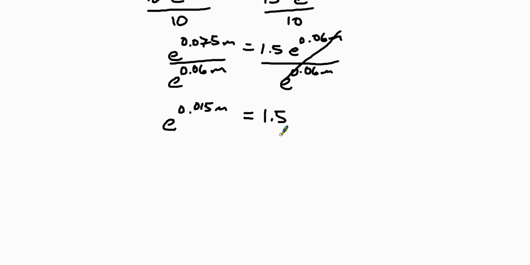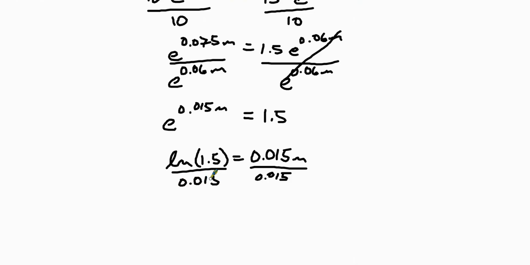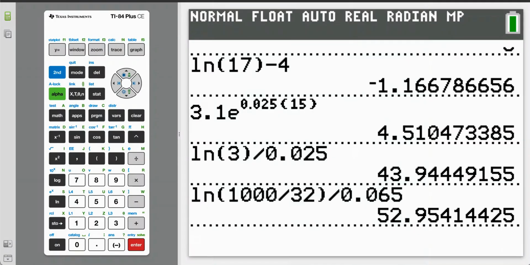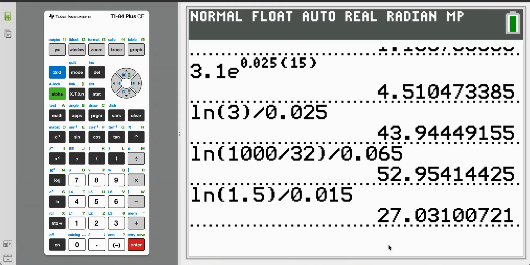We have the exponential by itself. I can just rewrite this as a log. So log base e, or natural log, of 1.5 equals my exponent, equals 0.015 m. And then last step to get m by itself, divide both sides by 0.015, and we can put that into our calculator. So natural log of 1.5, close the parenthesis, divided by 0.015 should get me 27, and again, round to 4 decimal places, so 27.0310.